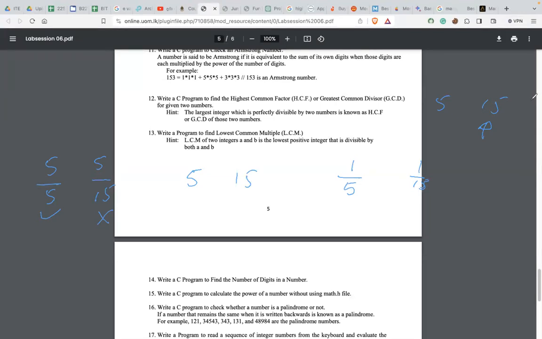Okay, now I think you guys get that value. Any questions? Therefore, initially we have to start from the maximum value and increment one by one. Once the common divisor is found, stop your loop.